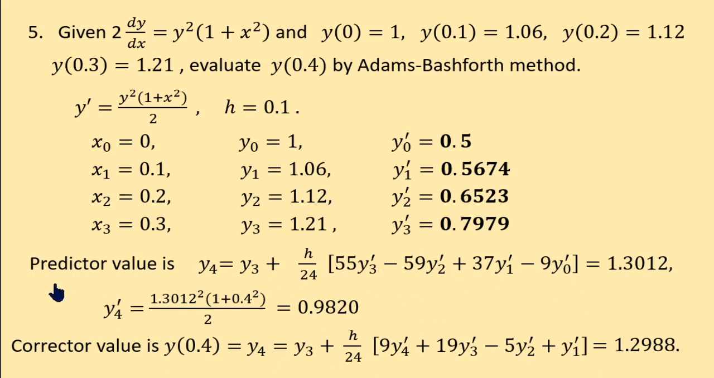Please practice this. Just remember the formula, predictor and corrector formula, and first find y0 dash, y1 dash, y2 dash, y3 dash by substituting x and y values in y dash, and substitute these four values in this formula. Find the y4 predictor value. Using the predictor value of y4, find y4 dash, and then using the y4 dash value, find the corrector value of y4.